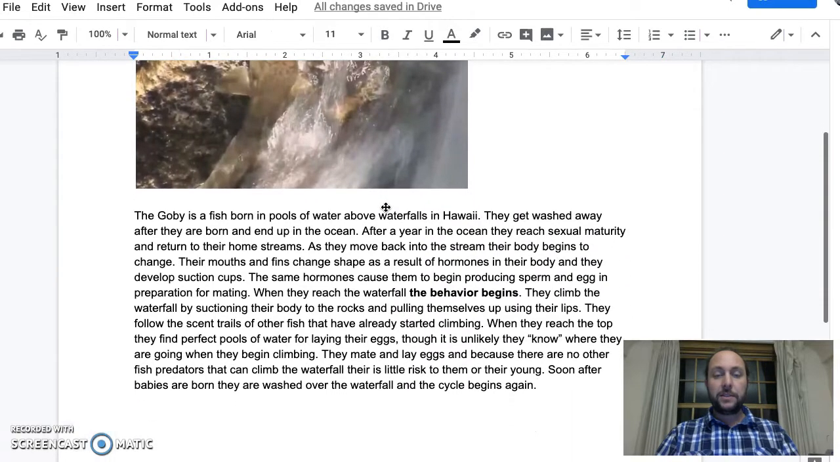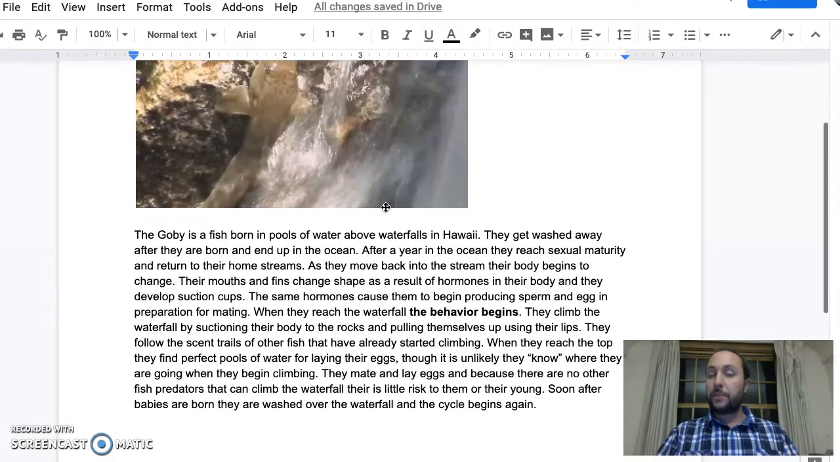The goby is a fish. It's born in the pools above the waterfall originally. They get washed away after they're born, end up in the ocean, and then after 1 year in the ocean, they reach sexual maturity, and that's when they return to their home streams. So all this is in the text here, and we'll leave this up on the screen for you to look at.